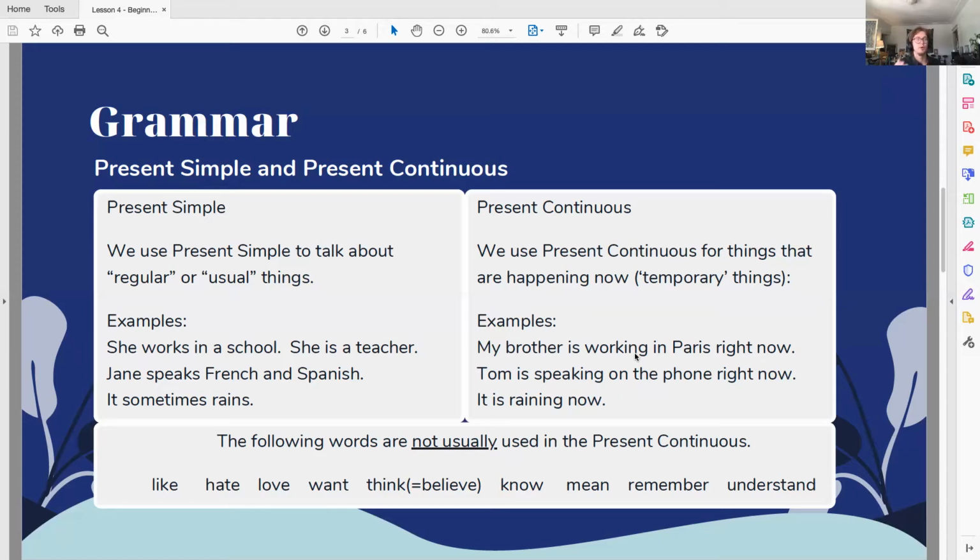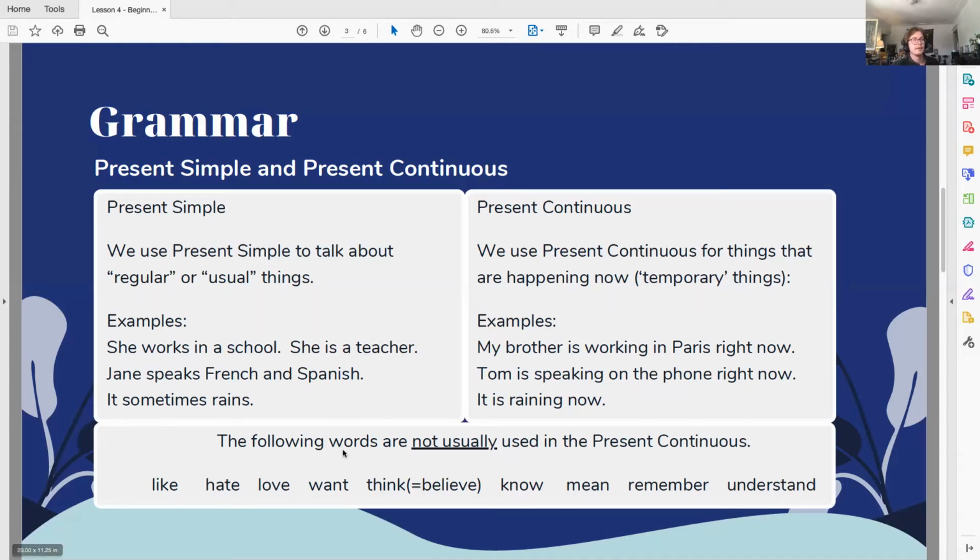So we're talking about who, Tom. What is Tom doing? He's speaking on the phone. But we're using this present continuous conjugation because there is an end in sight. Tom will not be on the phone forever. If your brother is working in Paris on a temporary contract or something, they will not be there forever. It will not rain forever. So we use that present continuous tense to express that something is happening at the moment, but we might not be able to expect it to happen forever.